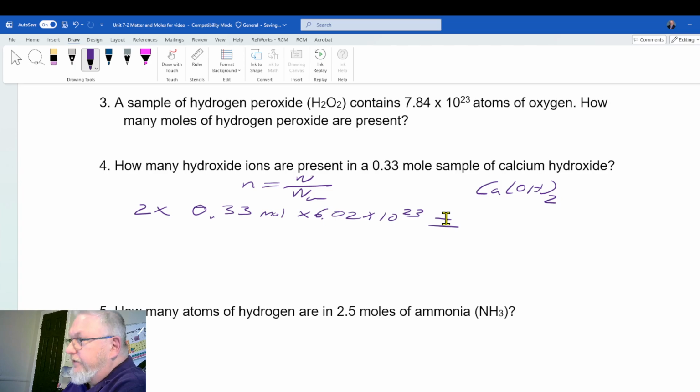So we'll put it in our calculators. 2 times 0.33 times 6.02, second, double E, 23. And I got a believable number, 3.97. Let's go that route. 3.97 times 10 to the 23rd OH minus ions. So that's how many are in that compound right there.